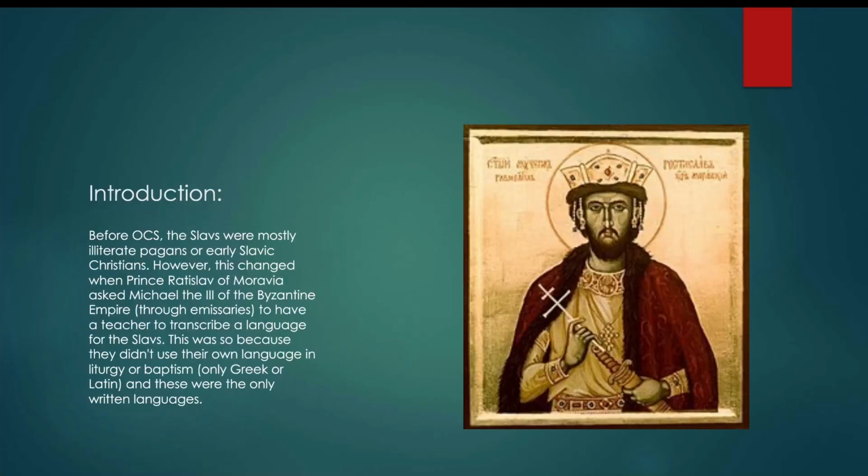Introduction. Before Old Church Slavonic, the Slavs were mostly illiterate pagans or early Slavic Christians. However, this changed when Prince Radoslav of Moravia asked Michael III of the Byzantine Empire, through his emissaries, to have a teacher transcribe a language for the Slavs. This was so because they didn't use their own language in liturgy or baptism, only Greek or Latin, and these were the only written languages.